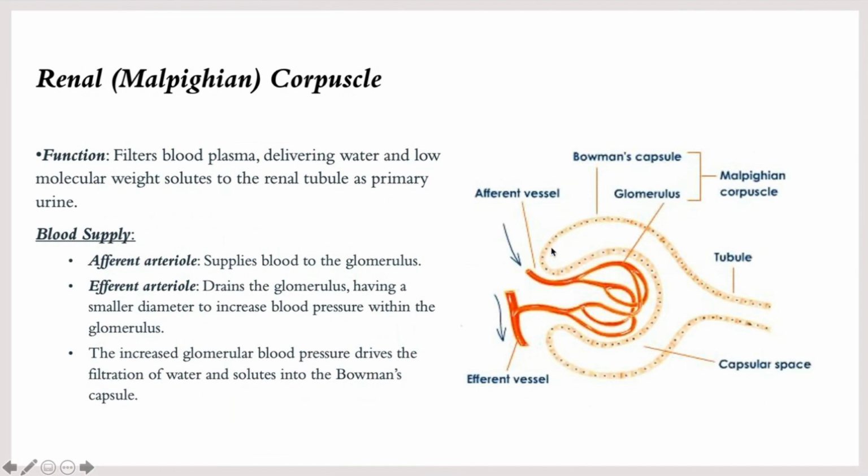as you can see, it's got cells right here. It's going to allow these Bowman capsule cells to filter this water and solutes. And then of course this is going to send that to the tubules, to the renal tubule, and then eventually to the collecting duct.